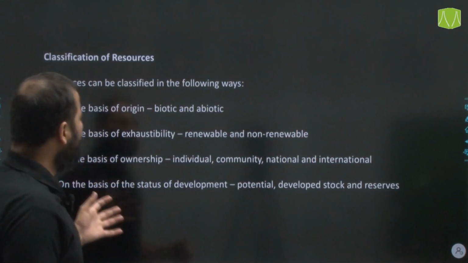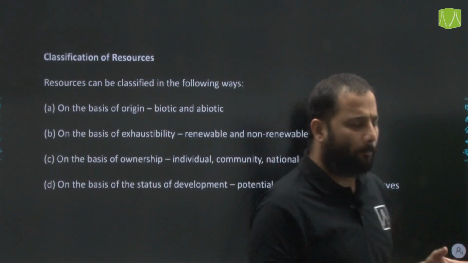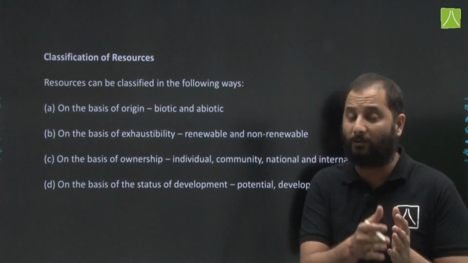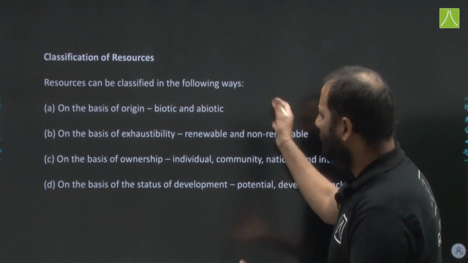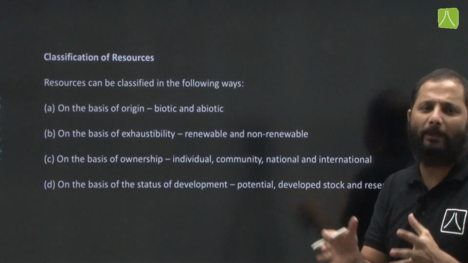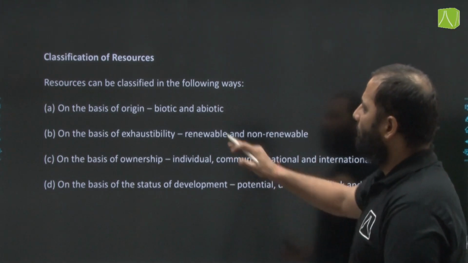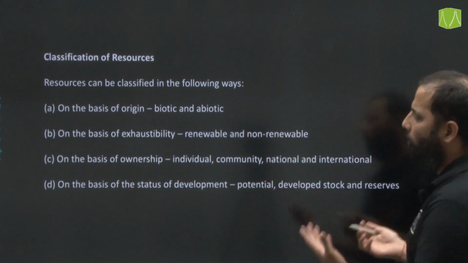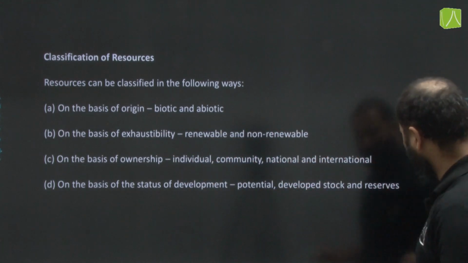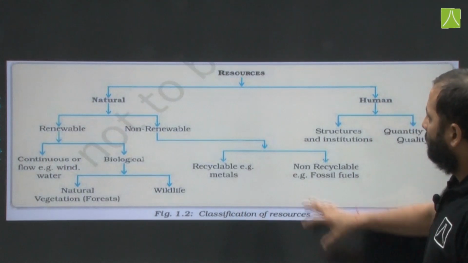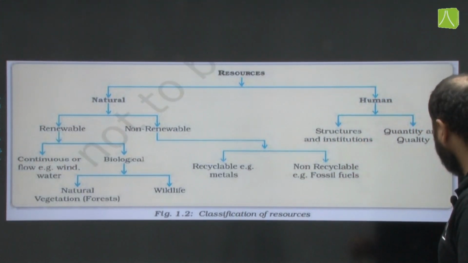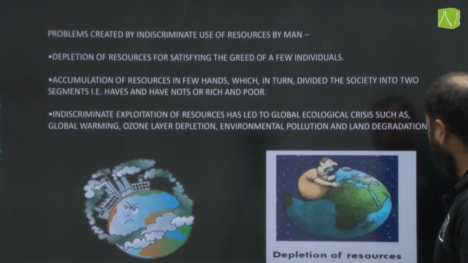Next, classification of resources. Now, this topic, or types of resources, has been rationalized for this year, that is for 2022-23. So, we will be just quickly looking at it, but we won't be going into the details. These are classified on the basis of origin, exhaustibility, ownership or on the basis of the status of development. There is again a chart from the NCERT which shows the classification of resources, that is types of resources.